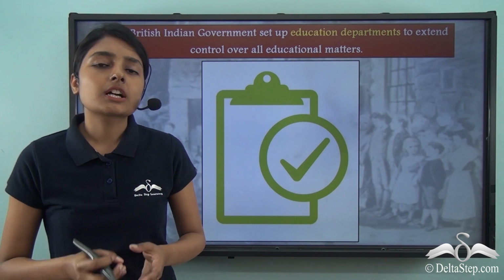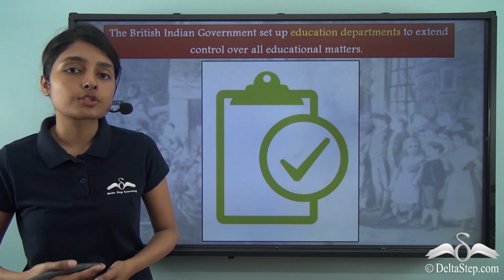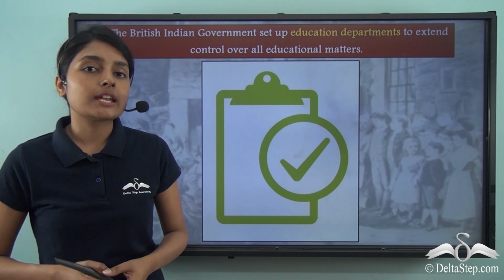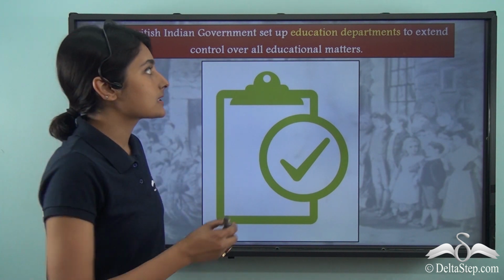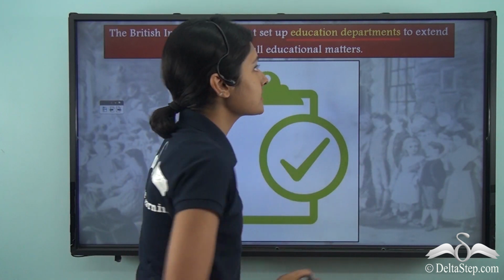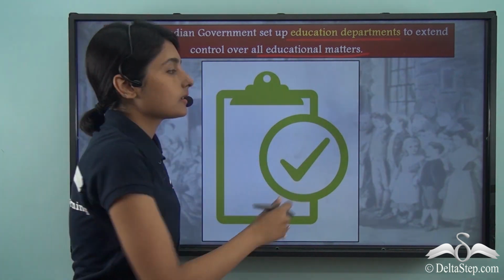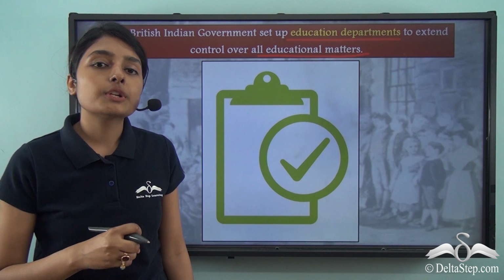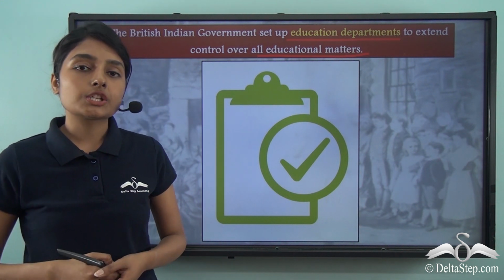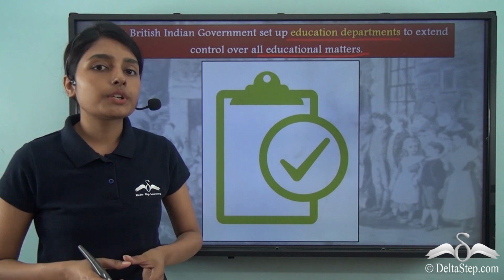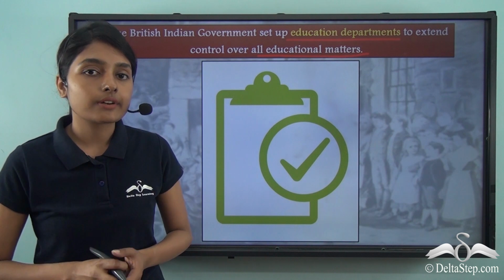During this time, the government started introducing many reforms with respect to the introduction of Western education in the subcontinent. The British Indian government now set up education departments to extend control over all education matters. Till this point of time, the British Indian government was mainly focusing on higher education, and so it wanted to take control over all matters that pertained to higher education.